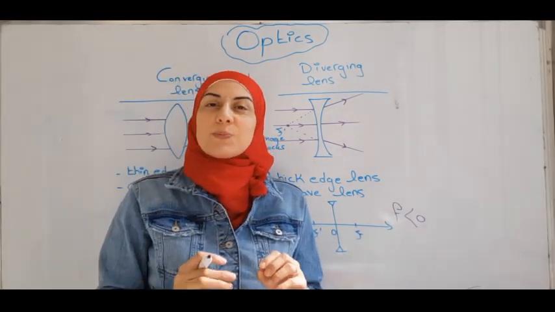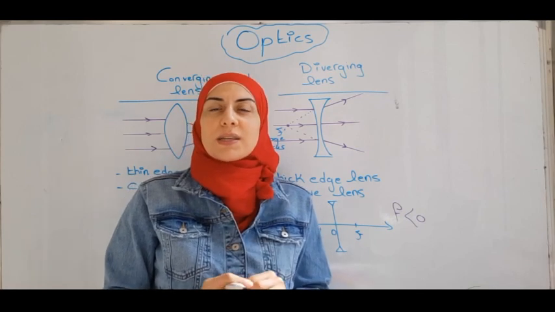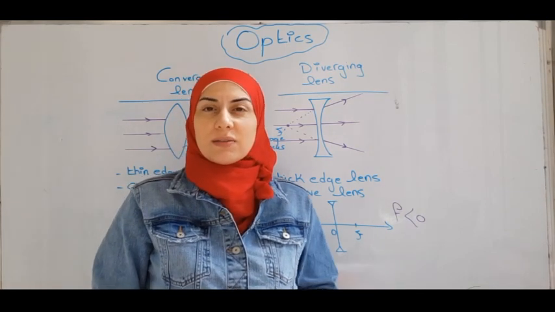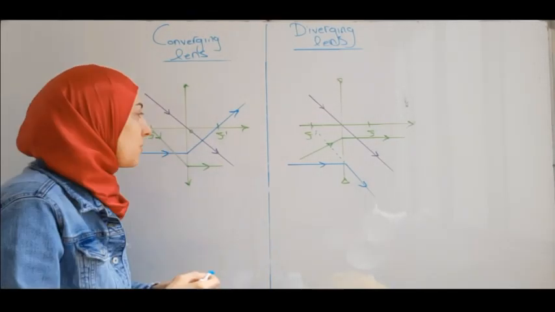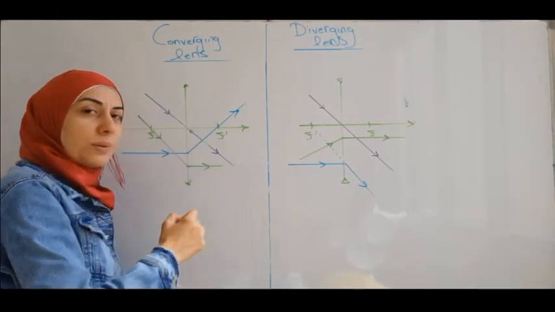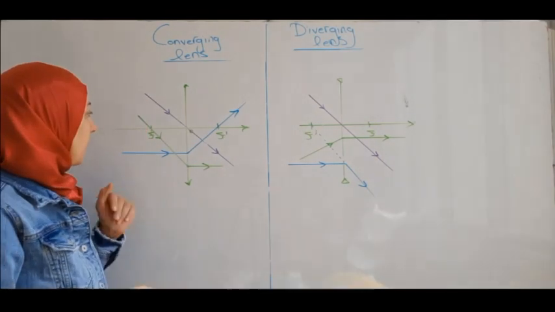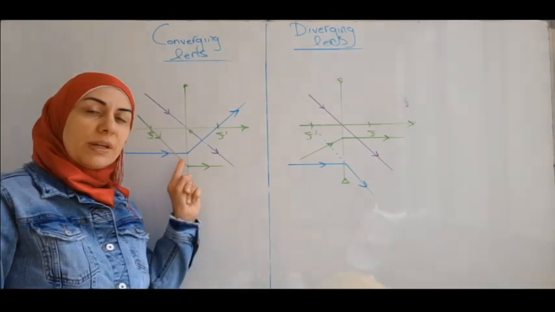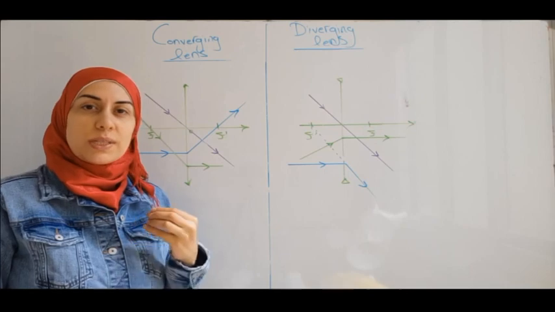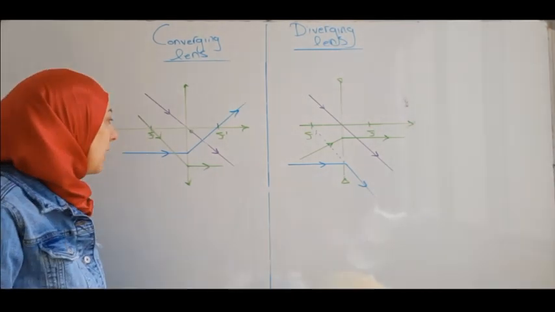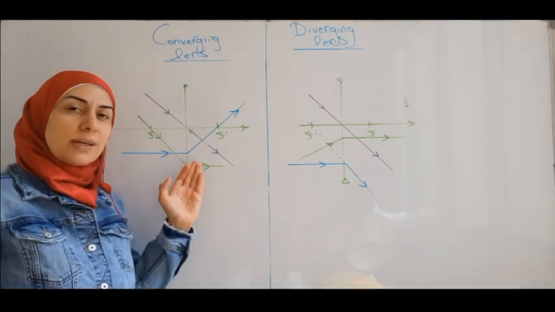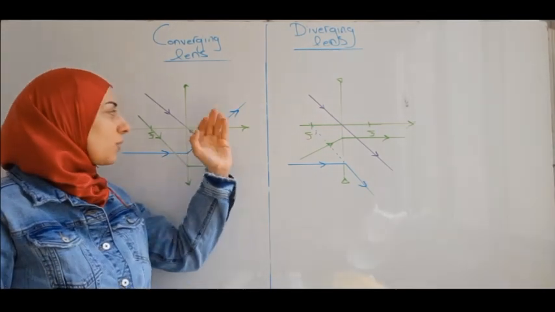Now let's see how special rays of light behave when passing through a converging lens and a diverging lens. Any ray that passes through the optical center O continues without deviation. The second ray is the ray that passes through F. Any ray that passes through the object focus F continues parallel to the optical axis. And finally, any ray that is parallel to the optical axis emerges from the lens passing through F prime.